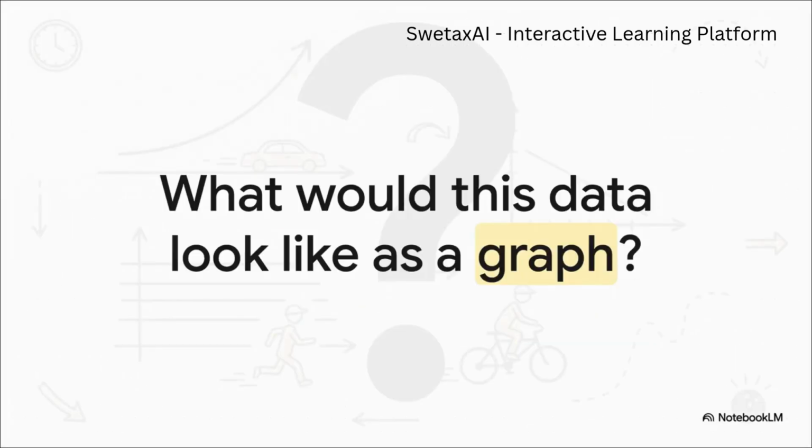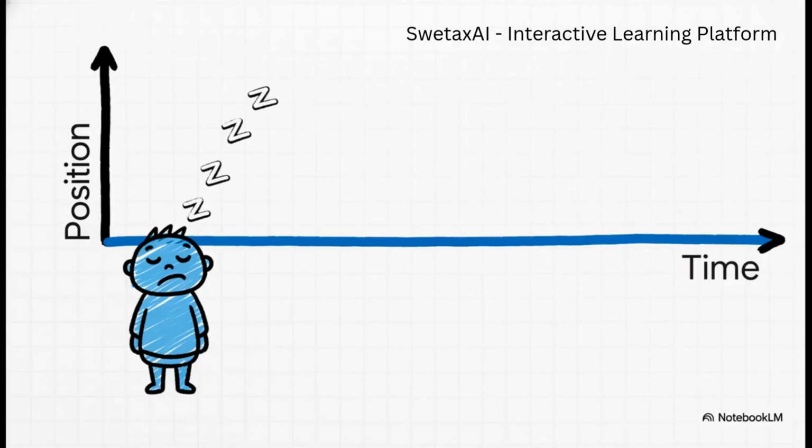So just take a second and picture it in your head. If you were to put these dots on our position time graph and connect them, what kind of shape would that line make? How do you actually draw the idea of standing still? Yep, you got it, a perfectly flat, horizontal line.